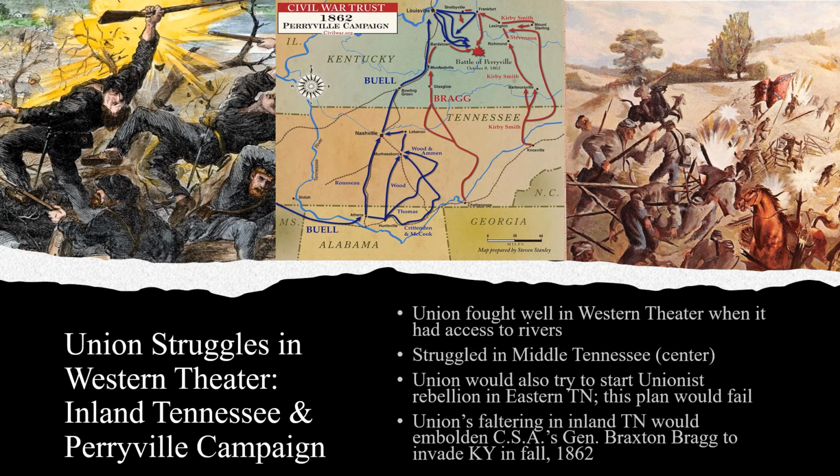East Tennessee Unionists, whom the rebels called Tories, a reference to the Loyalists in the American Revolution, managed to burn some railroad bridges, but they were quickly defeated by Confederate security forces.